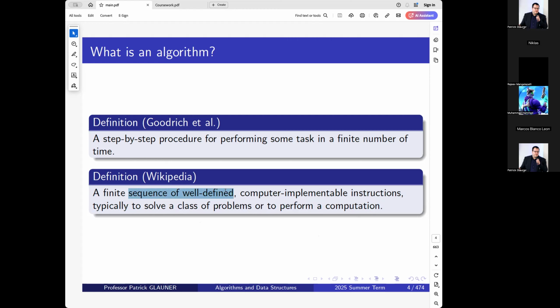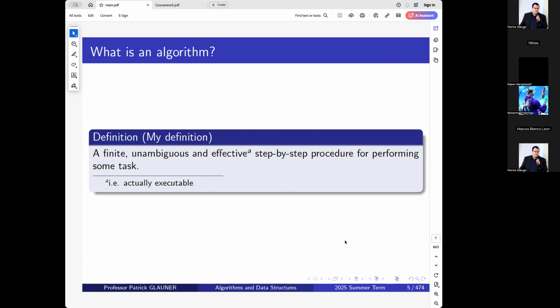It must be a sequence of well-defined instructions, so no ambiguity. We clearly need to know what to execute, but these instructions would also need to be computer implementable, so something that actually needs to be able to run on a computer. But sometimes we have purely theoretical algorithms, like maybe some quantum algorithms, for which at the time they were proposed, there were no quantum computers yet. So that's why I'm also a bit skeptical about computer-implementable instructions. I personally would not frame it this way.